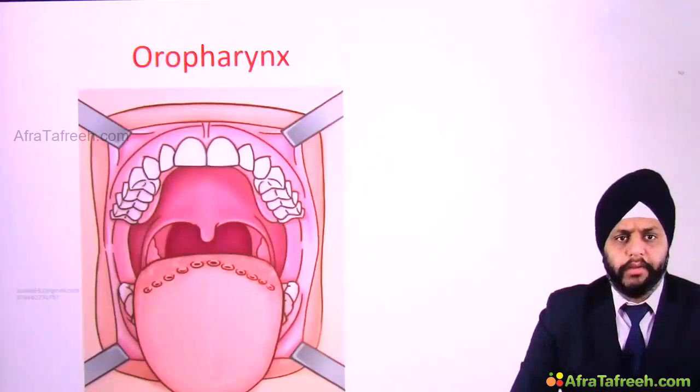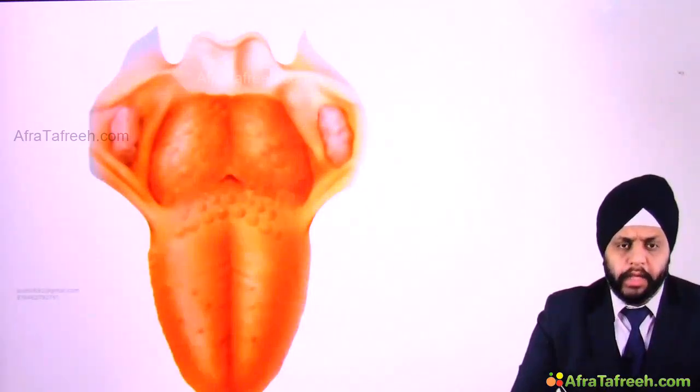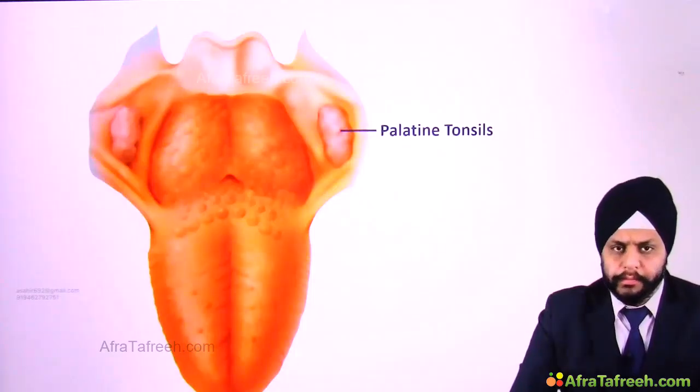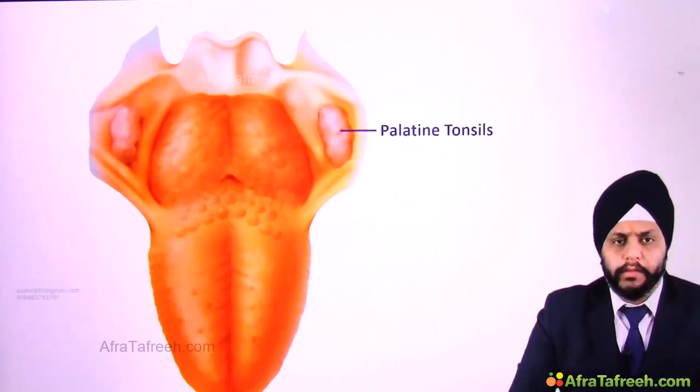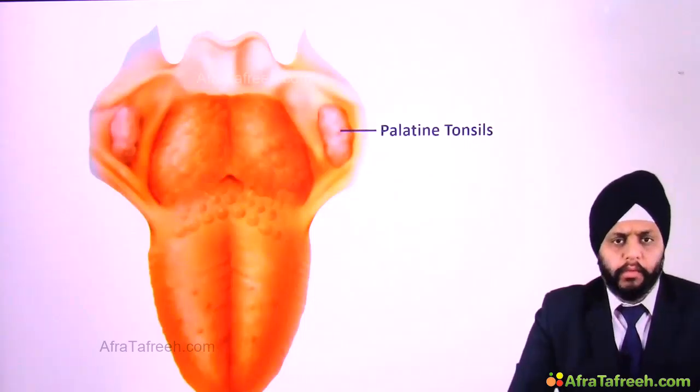Now let us look at this oropharynx. What all is present in the oropharynx? We can see in this photograph, we have palatine tonsils. This is a pair of tonsils, one on each side. These lymphoid tissues are known as palatine tonsils. What else do we have?